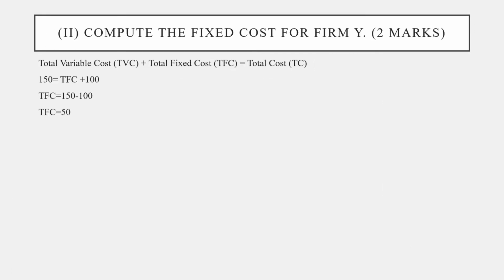To compute the fixed cost from the formula, total variable cost plus total fixed cost equals total cost. The number is taken from the previous slide. 150 equals TFC plus 100. TFC equals 150 minus 100. TFC equals 50.